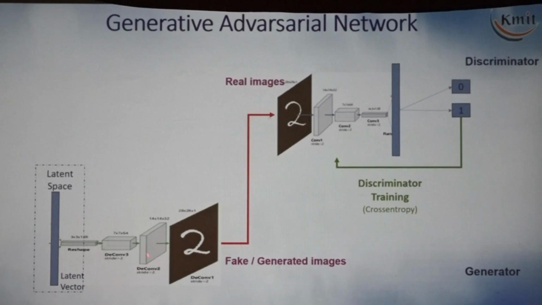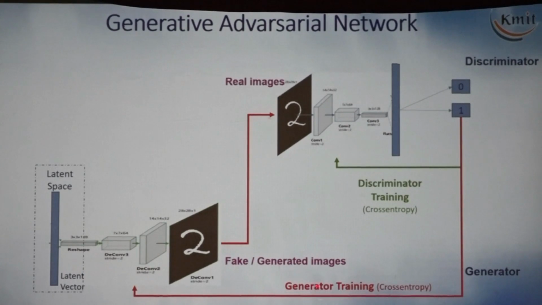Later, I have to improve my generator to generate images looking like this. I want to generate images looking like this. So, this has to be trained. These weights have to be modified. For that, I have to train the generator. This is also done by using cross entropy. Again, this is also cross entropy.